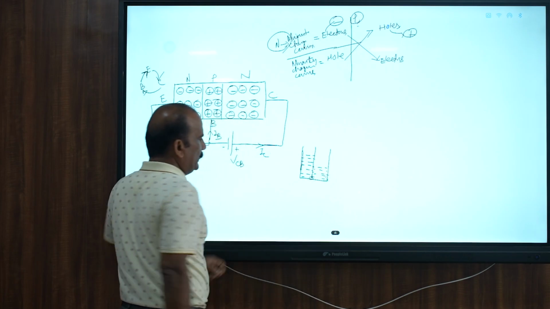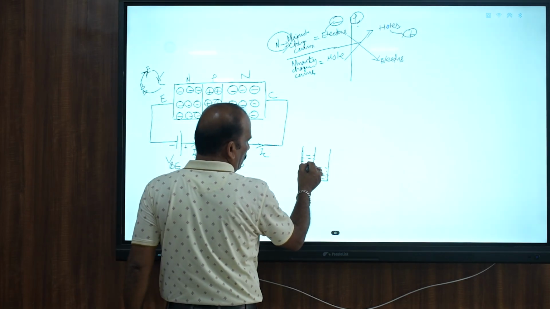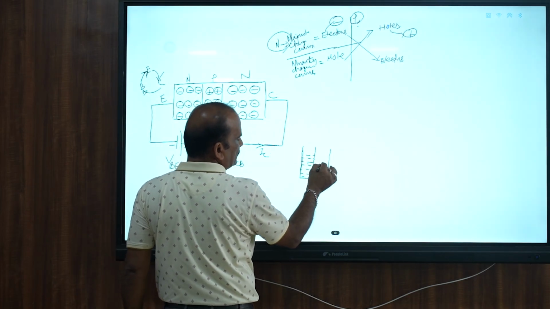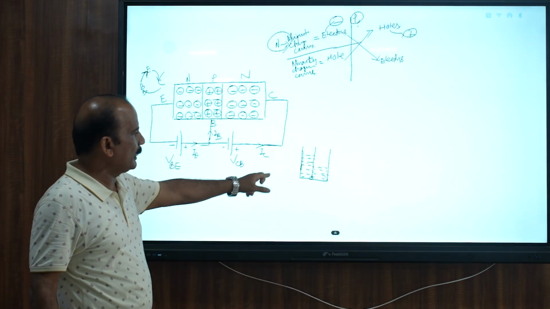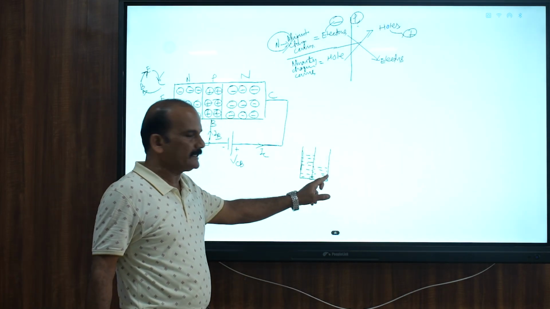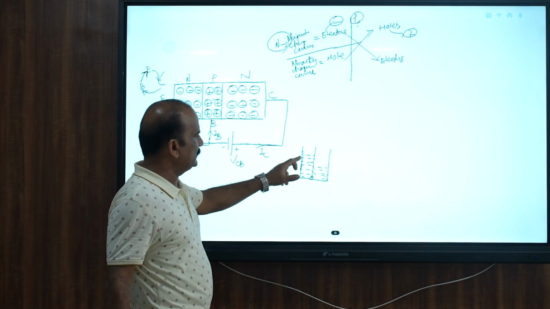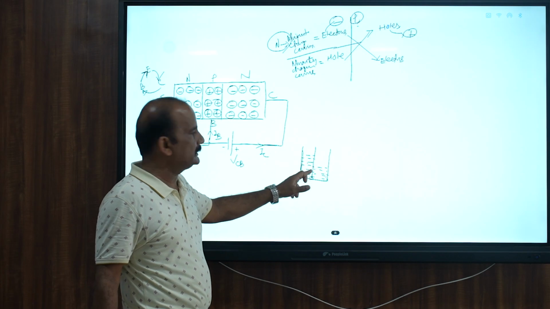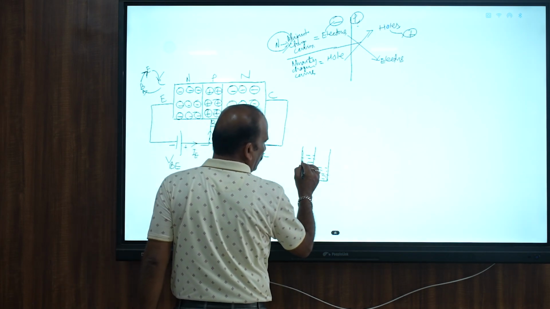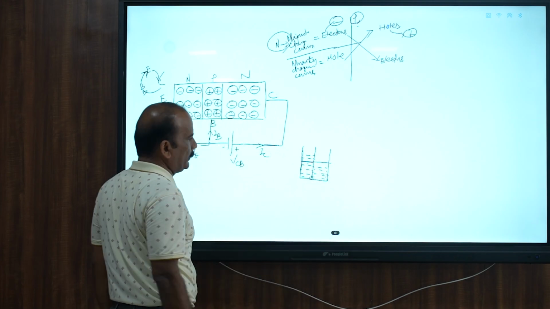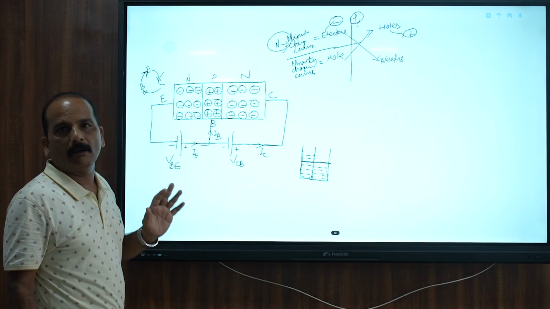Now what will happen? If we just open this now, obviously the water will start flowing from this side to that side, because the water on the left side is at a higher concentration and the water on the right side is at a lower concentration. So obviously by the law of nature, water starts flowing from higher concentration to lower concentration. How is it flowing, and up to what extent will it flow? It will flow till both sides have the same level.